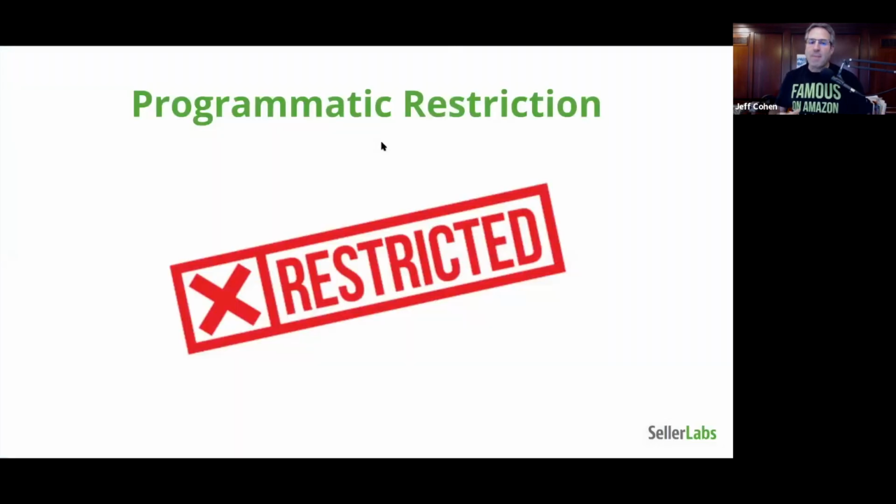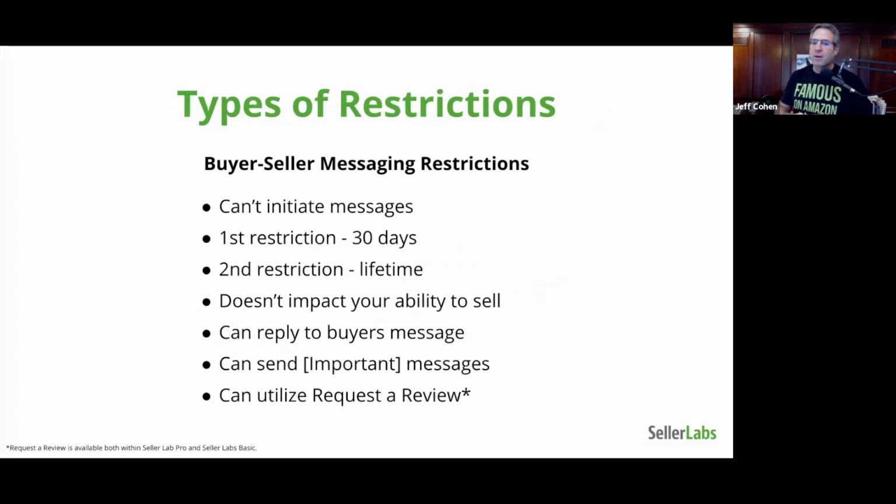Okay, what happens if you violate part of this policy? You move into what Amazon terms, and I'm using Amazon terminology here on purpose, a programmatic restriction. Programmatic means the computer is identifying you as causing a problem and giving you a restriction. A lot of people have used the word suspension, but it's not a suspension. Your account is not impacted in any way. You are just restricted in your ability to send messages using the buyer-seller messaging system.